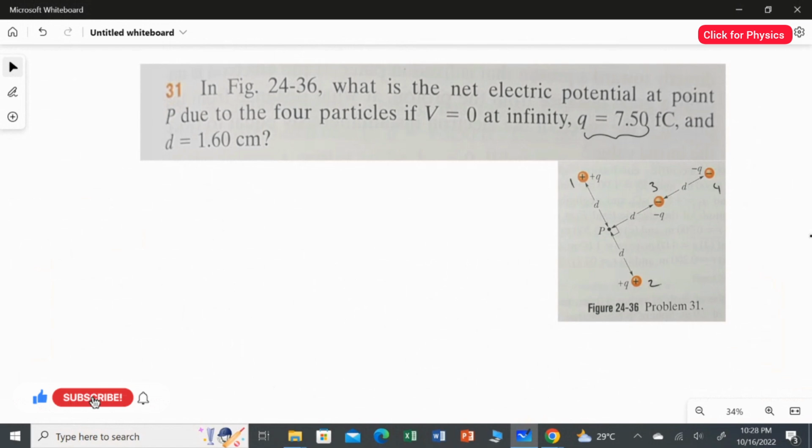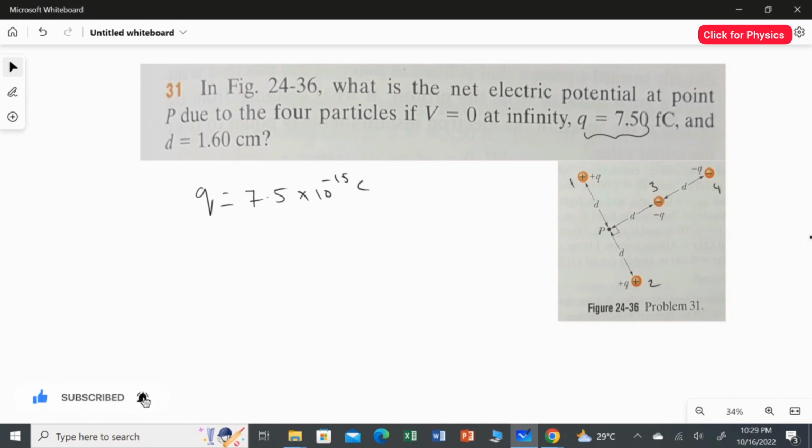And for all four charges, it's exactly the same value, 7.5 femtocoulomb. What is the meaning of femtocoulomb? 10 to the power of minus 15. Clear? So Q is equal to 7.5 multiplied by 10 to the power of minus 15 coulomb.